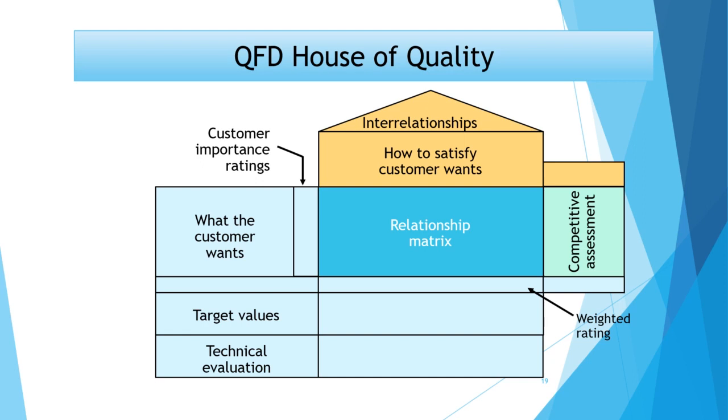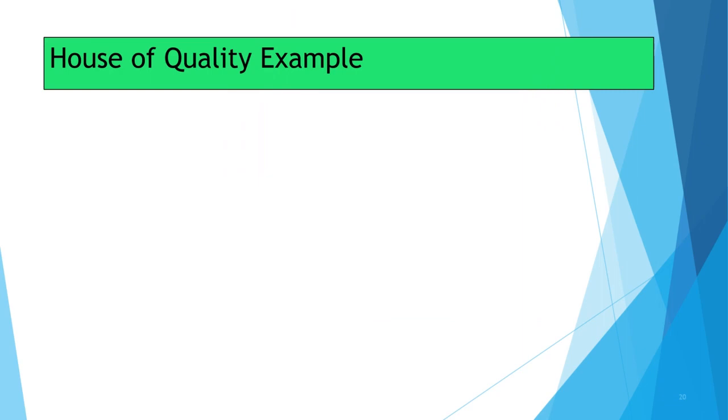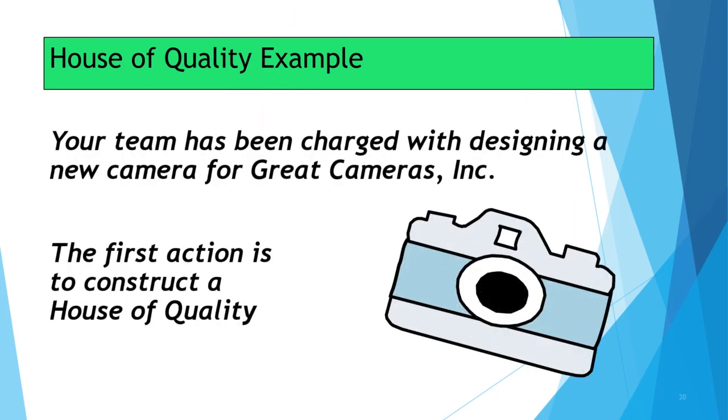On the scale from 1 to 5, customer importance rating, what the customer wants, target values, technical evaluation, interrelationship, how to satisfy customer wants, relationship metrics, and competitive assessment. See here, given the team has to build a camera, the first action we want to do is to construct a house of quality. So let us have the diagram of the house of quality.